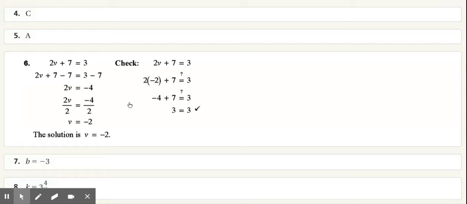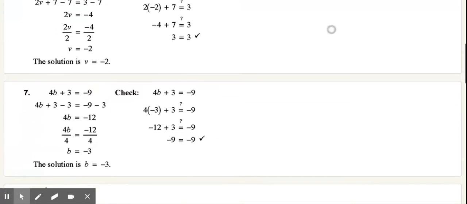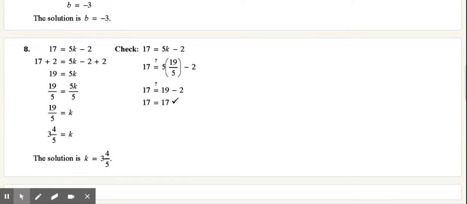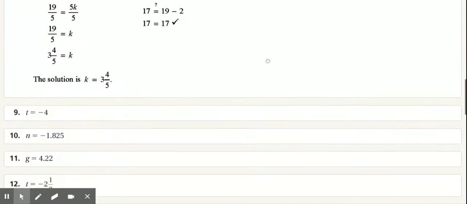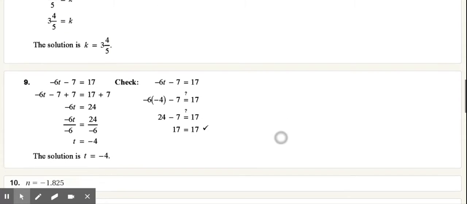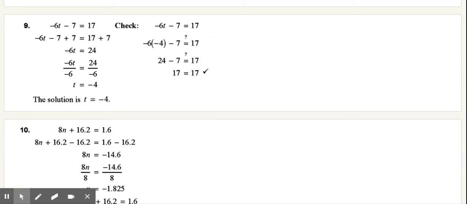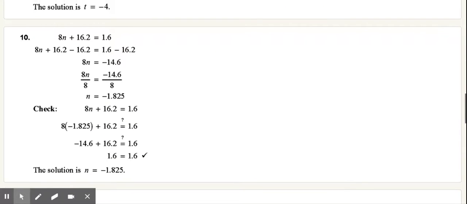For number 6, the solution V is -2. For 7, B is -3. For number 8, K is 3 4/5. If you left it as 19/5, that's fine too. Either is fine. Number 9, T is -4. Number 10, you should have gotten -1.825.